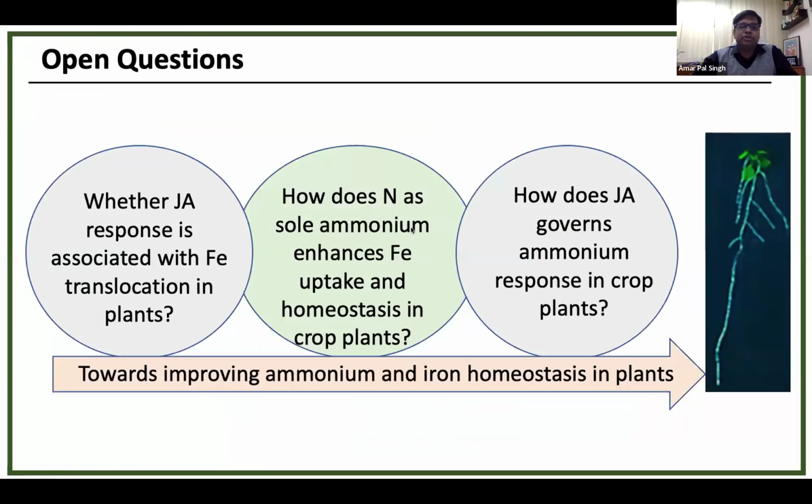So now the open question is whether JA response is associated with Fe translocation in plants. We are working and trying to understand how JA is regulating the Fe status of the plant. And the second, how does N as a sole ammonium source enhance Fe uptake and homeostasis in crop plants? We need to understand how it is happening, and then how this JA governs ammonium response in crop plants. So these are the open questions that we are trying to understand in the laboratory.